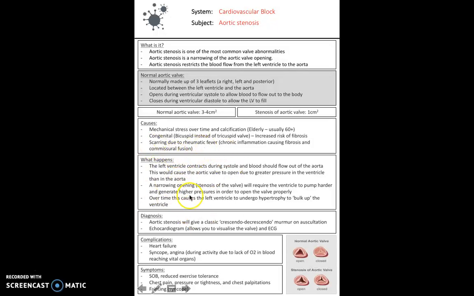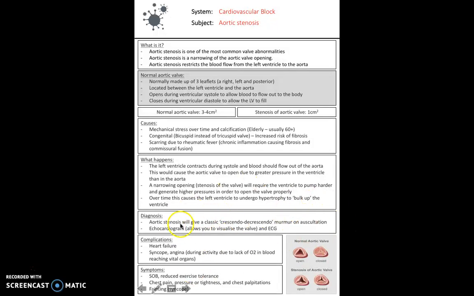It can cause left-sided heart failure if it persists, because at the end of the day the left ventricle contracts during systole and blood should flow out to the aorta. In this case, a narrowing opening will require the ventricle to pump harder, generate higher pressures, and as a result the left ventricle will undergo hypertrophy to try and bulk up and overcome that resistance.